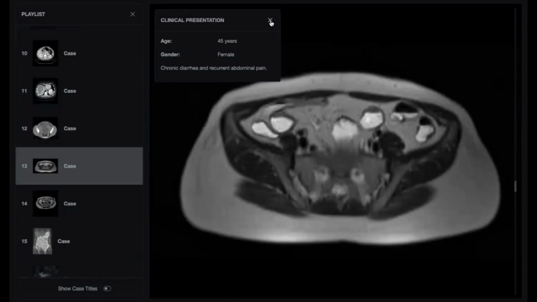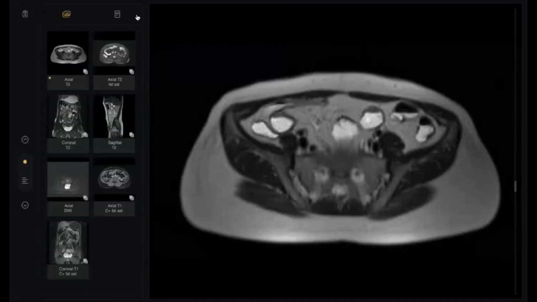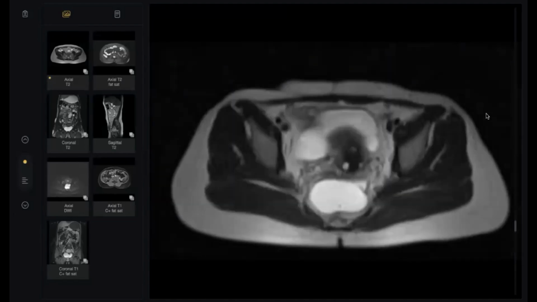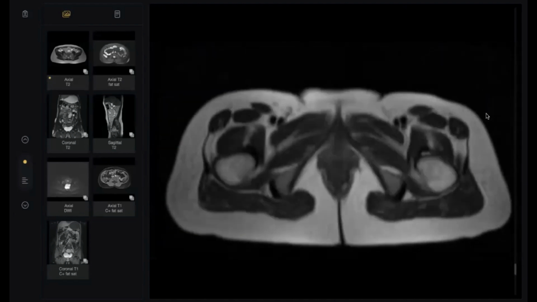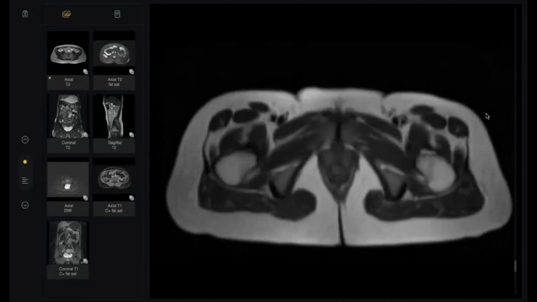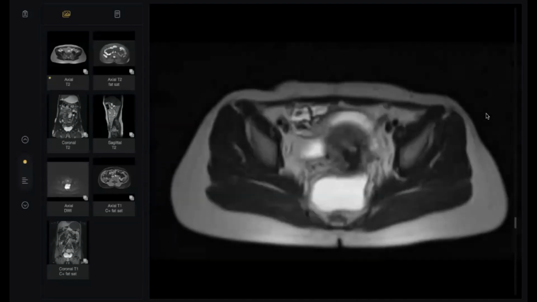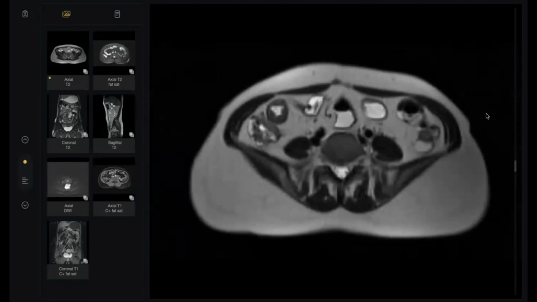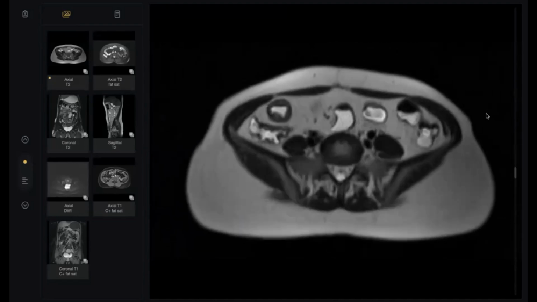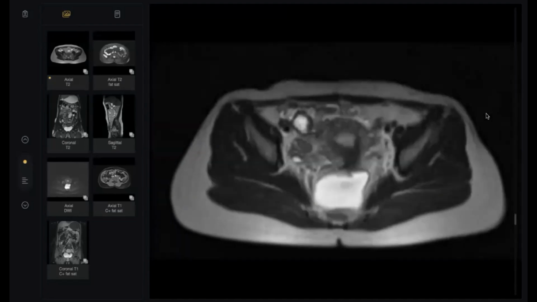A 45-year-old female patient with chronic diarrhea and recurrent abdominal pain. These are the T2 weighted MRI images in a 45-year-old female patient who presented with pain.